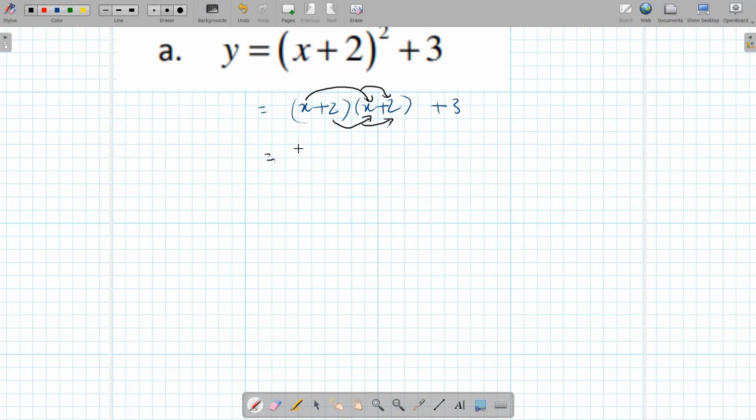X to the power of 2 plus 2x. And then plus 2x. And plus 4. Exactly. And then we have a plus 3 on the outside, yeah? So we get x squared plus 4x plus 7.